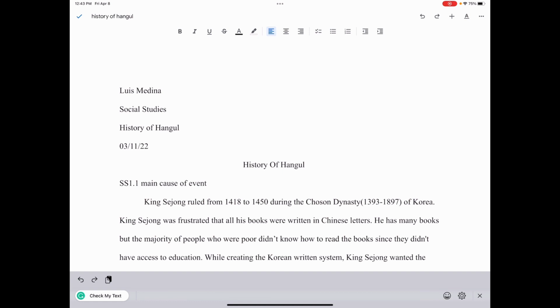that King Sejong had good intentions with making Hangul, and he wanted to make his country better. And I learned the timeline on how, when they used Hangul and when they didn't.